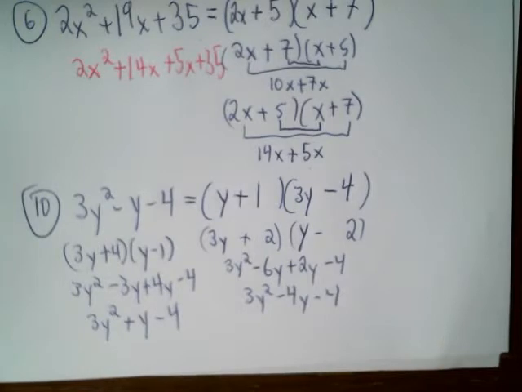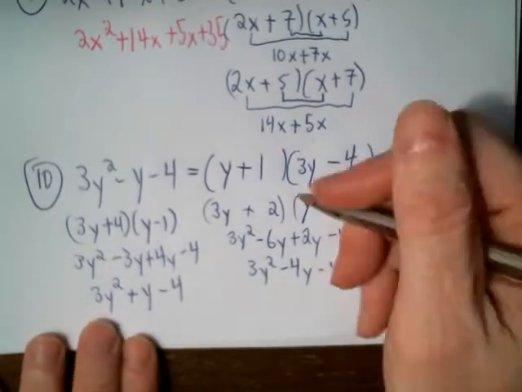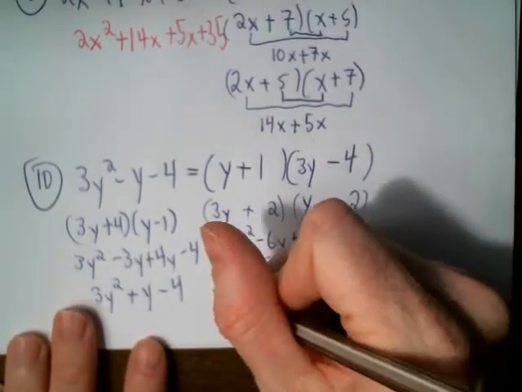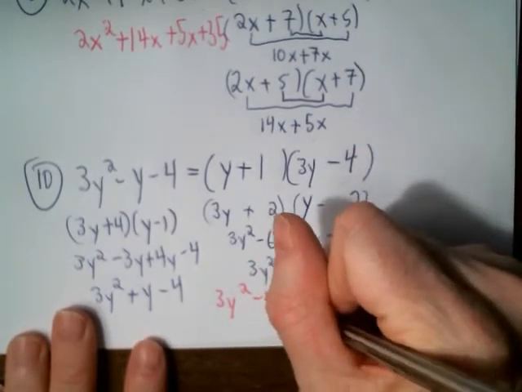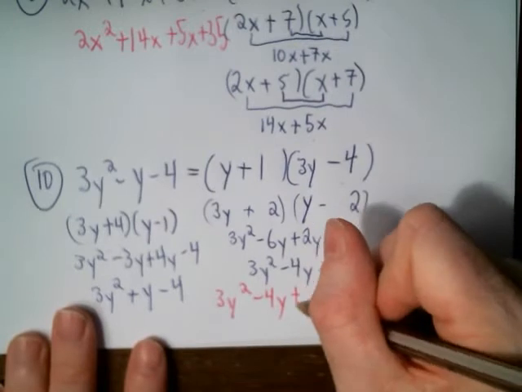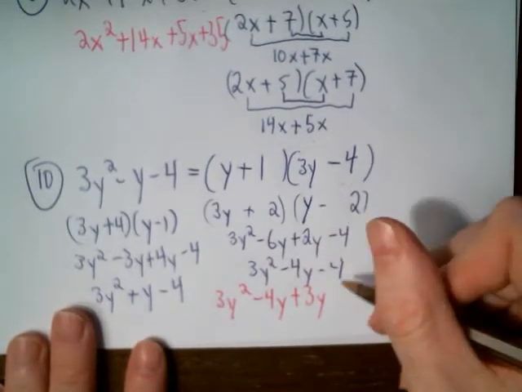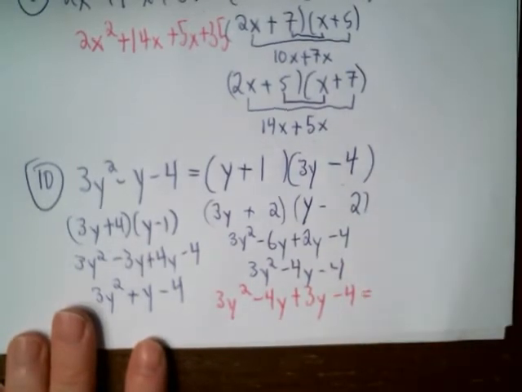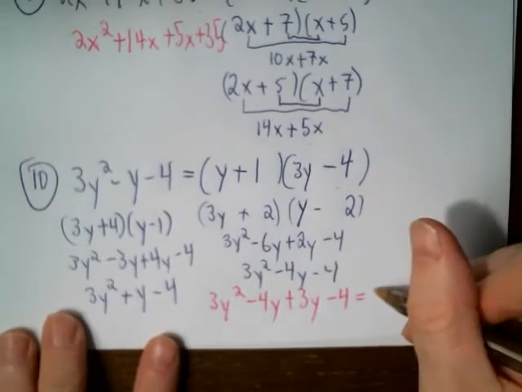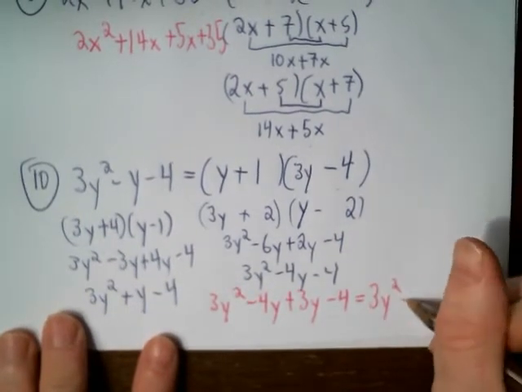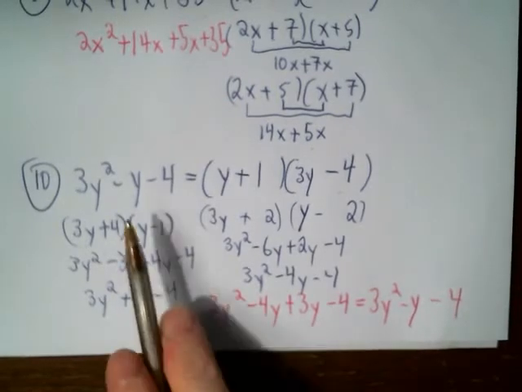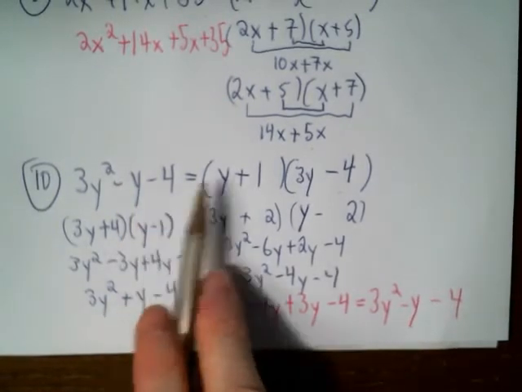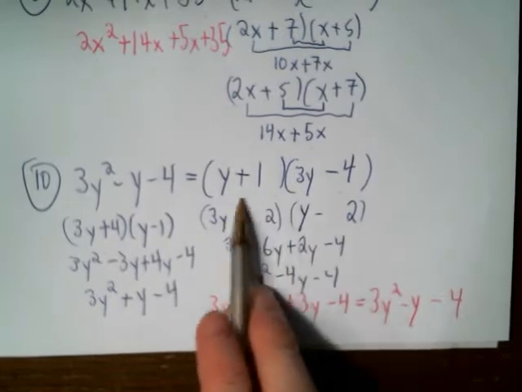So let me check it still. y times 3y is 3y squared. The outer is minus 4y. The inner is plus 3y. And then the last is minus 4. So of course we get 3y squared minus y minus 4, and that is what we wanted. Okay, so this would be our correct factorization.